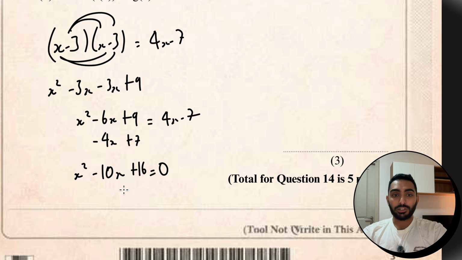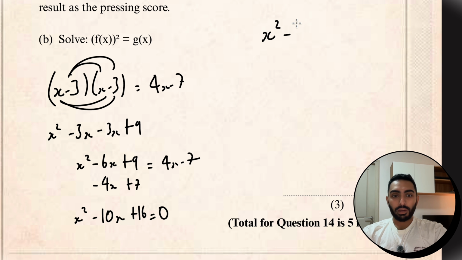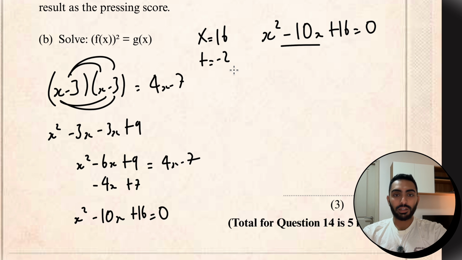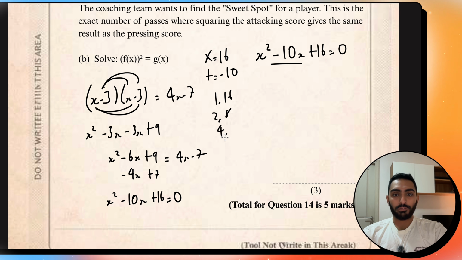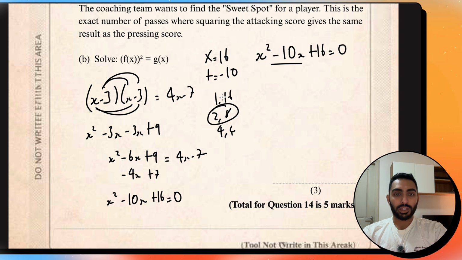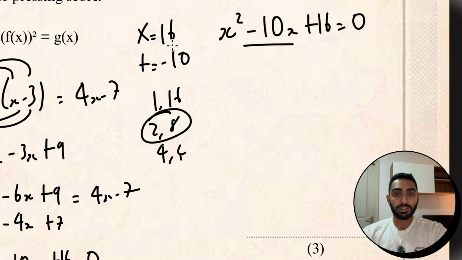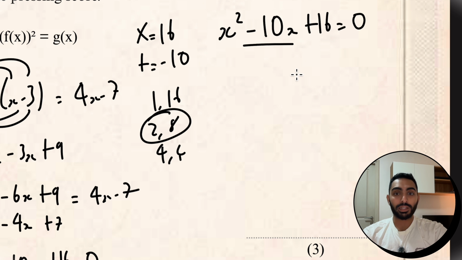Let's see if we can factorize this. We've got x squared minus 10x plus 16 equals 0. What two numbers multiply to make 16 and they're going to add to make negative 10? If you want, you could write out your factors of 16. 1 and 16, 2 and 8, and 4 and 4. And I know it's going to be this 2 and 8, and they're multiplying to make a positive, but they're adding to make a negative. That means they're both going to be negatives. It's going to be x negative 2 and x negative 8 equals 0.